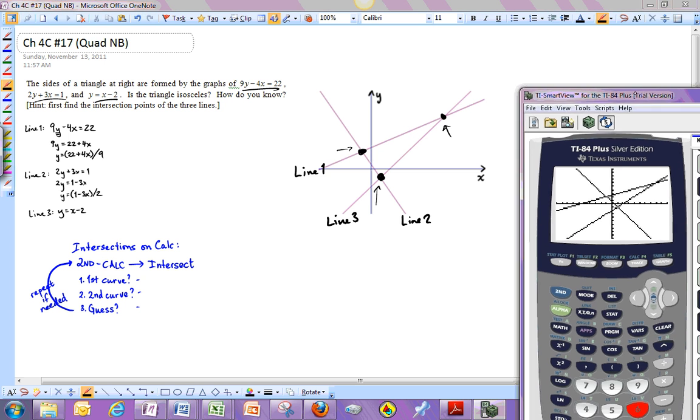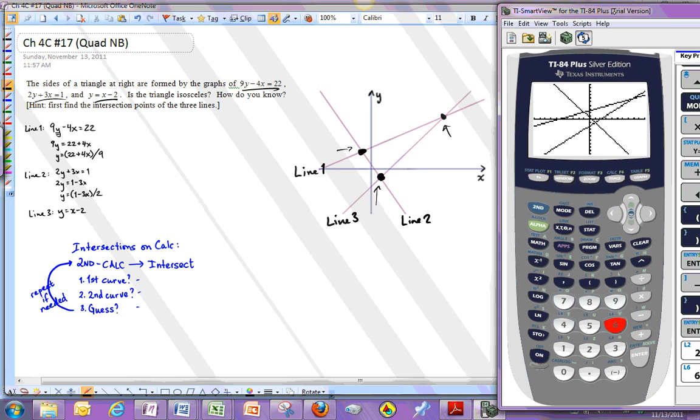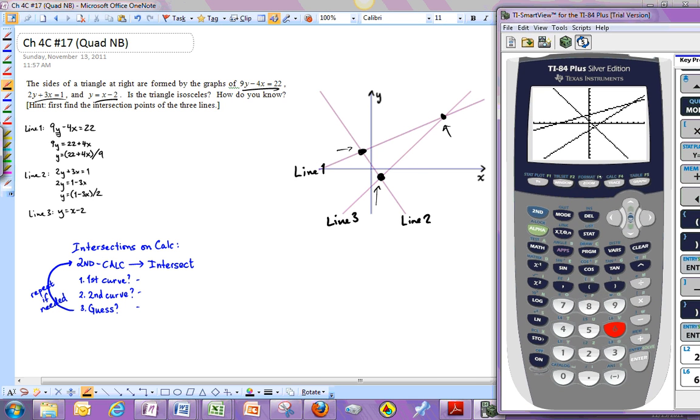Remember, it's in the calc menu. So we need to find the calc menu, which is right here in blue. So I'm going to hit second calc, because that will give me the blue buttons, and then find the intersect feature. And then there are 3 questions, right? You have to tell it the first curve or line that you want it to look at, the second curve or line you want it to look at, and the guess that you want it to make.